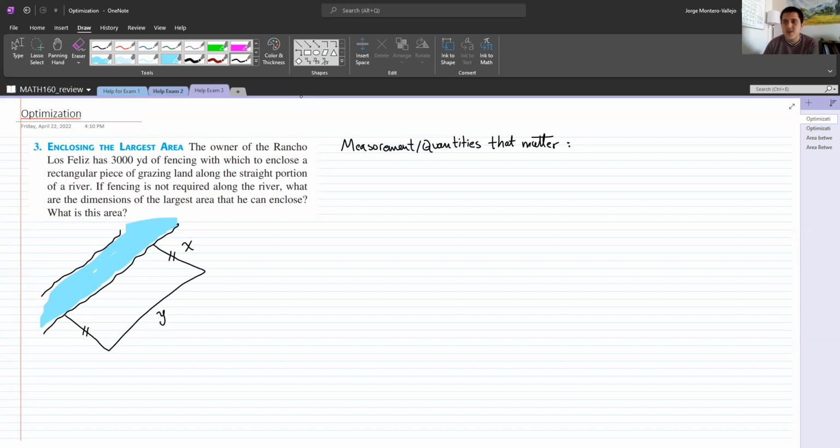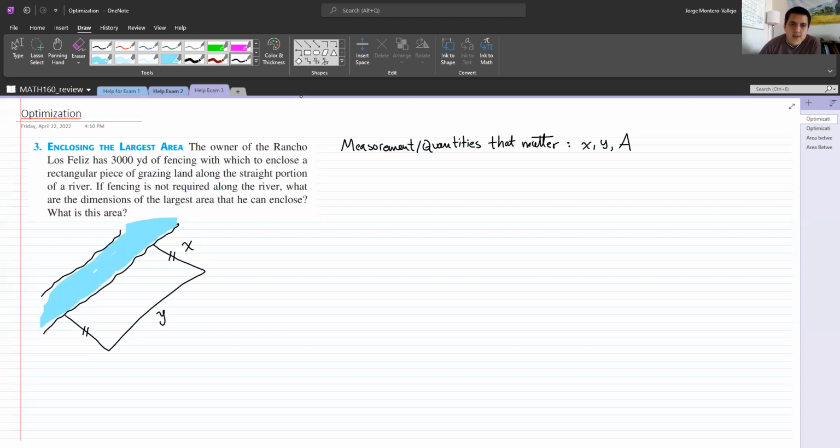But because the problem is asking us about the largest area that we can enclose, then area, the overall area of the rectangle, is also another quantity that we want to keep in mind, right? So X and Y as dimensions of the rectangle, and then area itself, right? So those are the measures that matter, and those are the letters or variables that we are choosing for them.